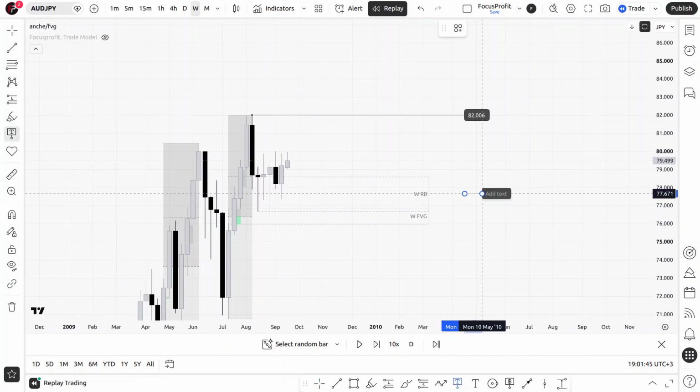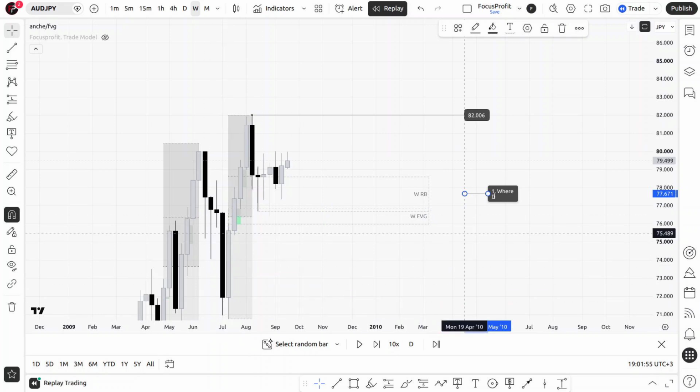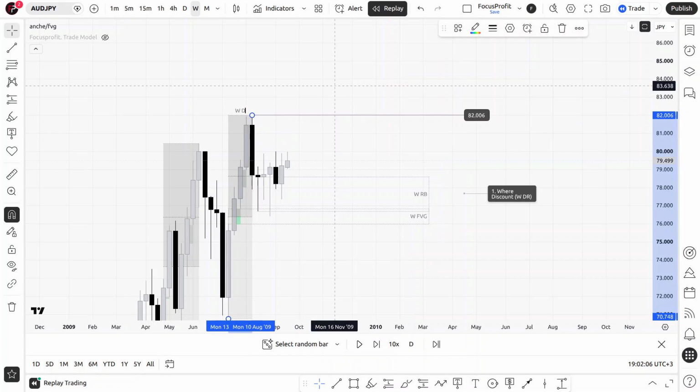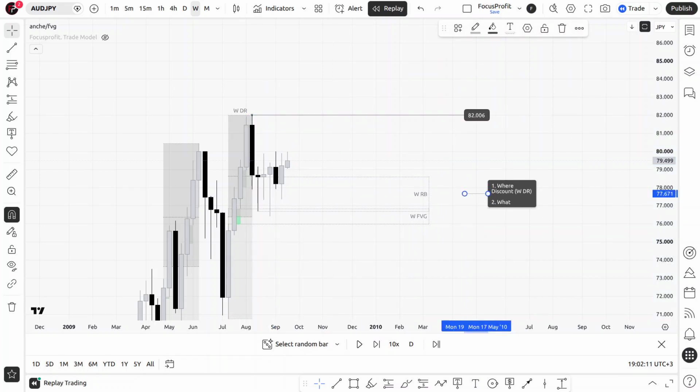So we can answer the key questions. Where is price? The move is coming off the discount zone. Let's note that's the discount zone of the weekly trading range. What is it interacting with? We already established that, the weekly balance. And where is it heading? Toward the high of the weekly trading range.